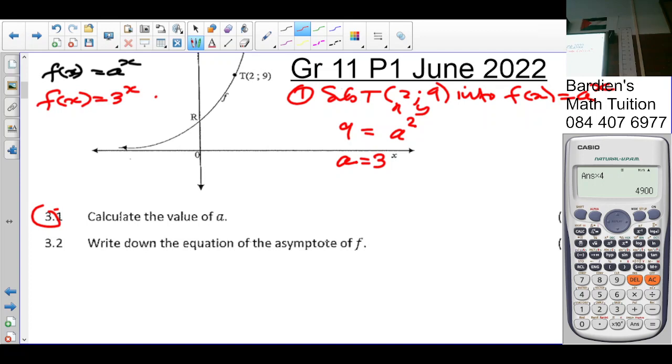Next question: write down the equation of the asymptote of f. Here's the asymptote. What's the equation of that asymptote? y is equal to 0. That's the equation of the asymptote, which is your x-axis.